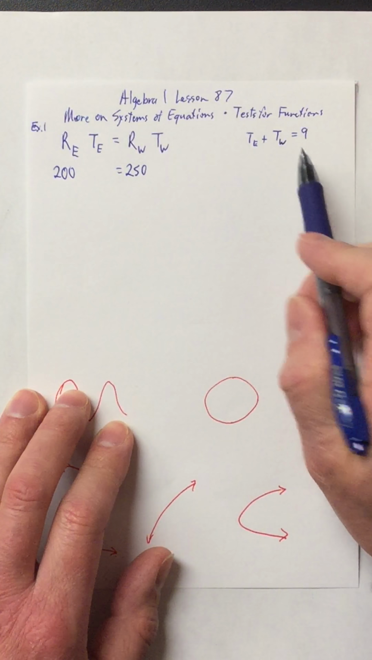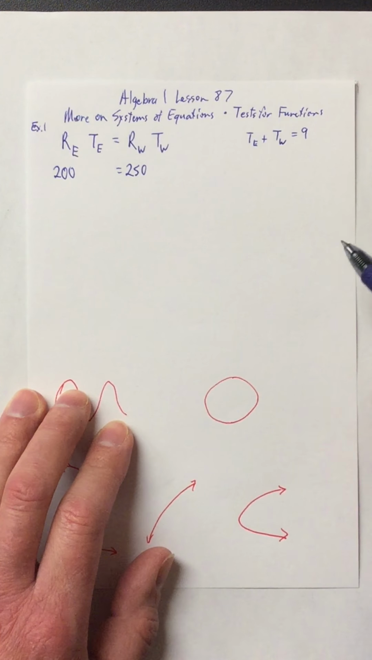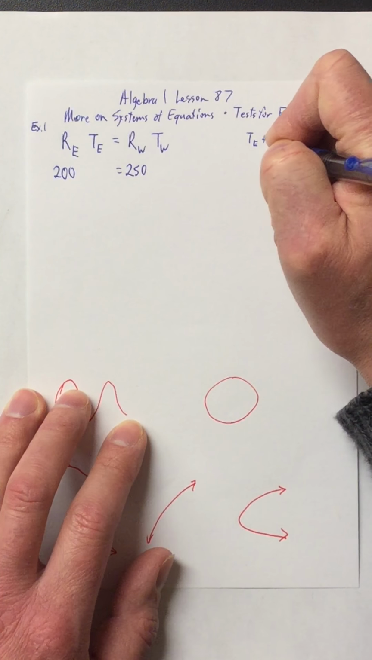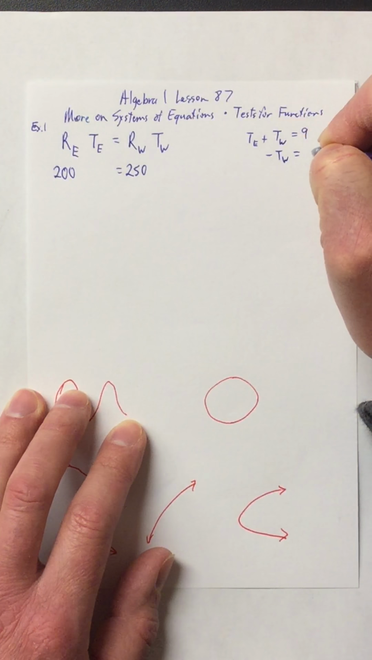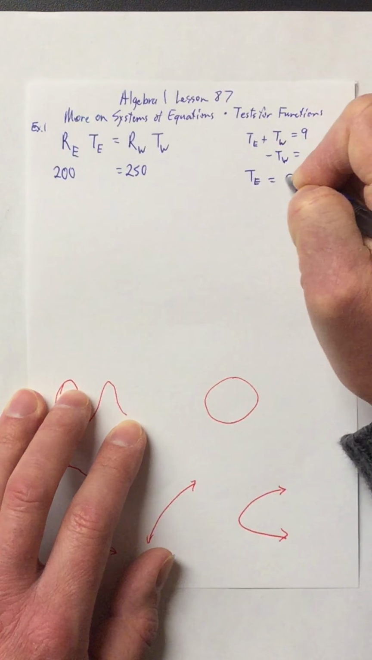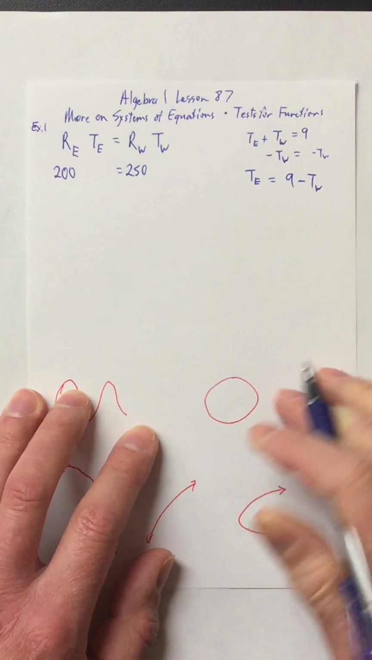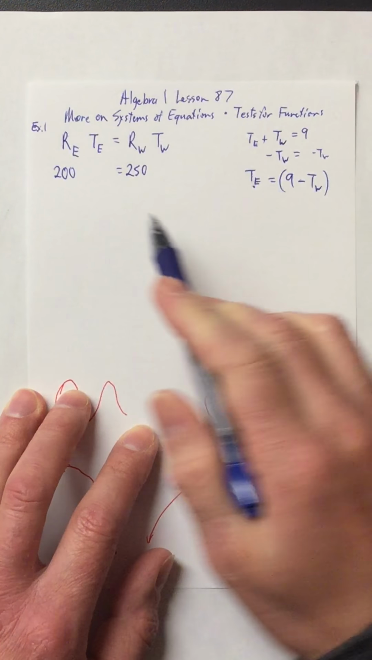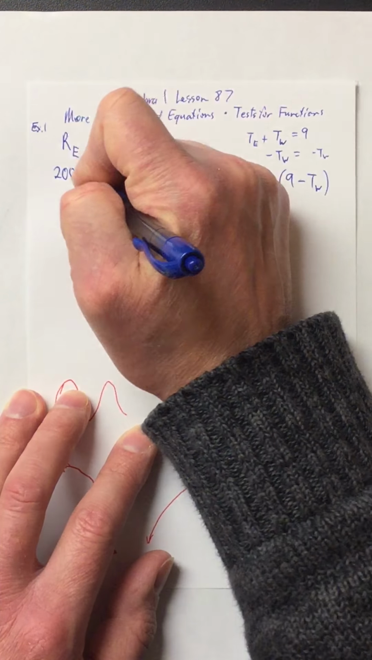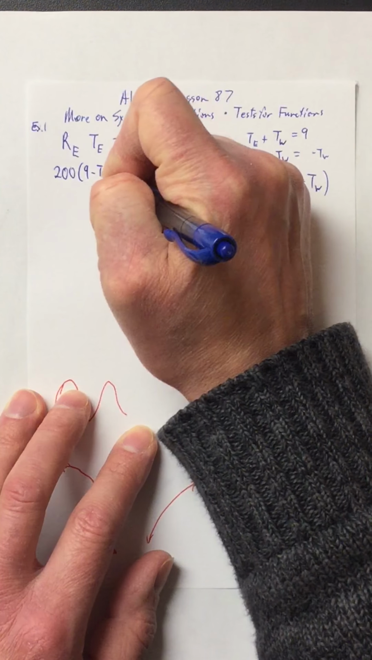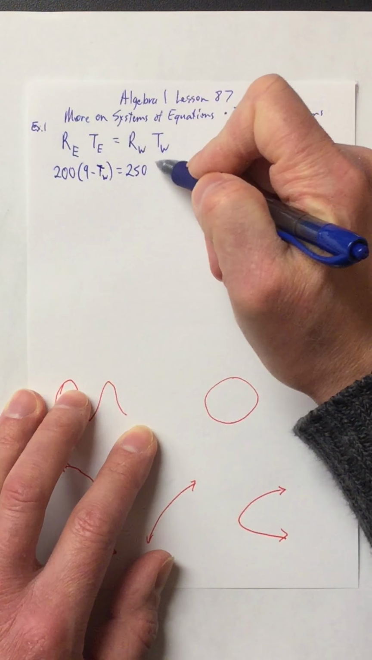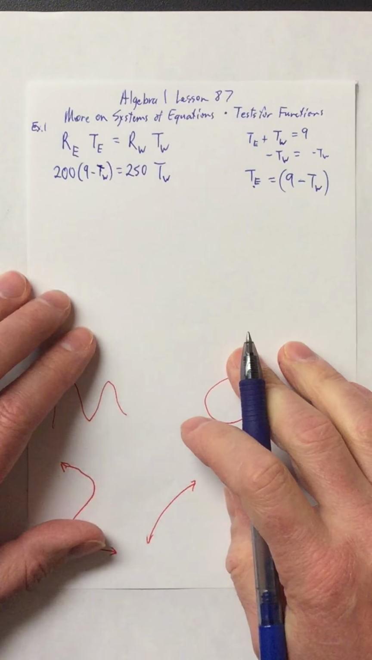Now, what I want to do is take this and get one of them by itself, and then I can substitute the other parts in. So I'm going to subtract t_w from both sides, and that gives me a new equation of t_e equals 9 minus t_w. Now that t_e is by itself, I can substitute this in for that. So instead of writing t_e, I'm going to put parentheses 9 minus t_w. And then, since t_w is the only variable left in my equation, I'm just going to bring that down and I can solve for one variable.